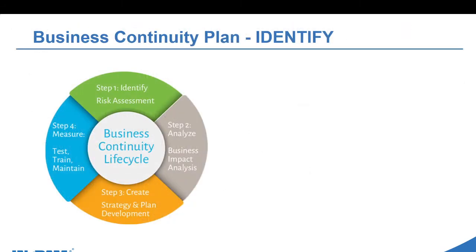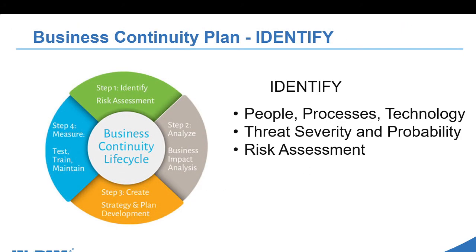The first step is identify. During this step, an organization performs an inventory of critical operations, looking at people, processes, and technology, and the threats and vulnerabilities to each. Then a risk assessment is performed to identify what negative events might actually occur. It evaluates those events based on how likely they are to occur and how damaging they would be.